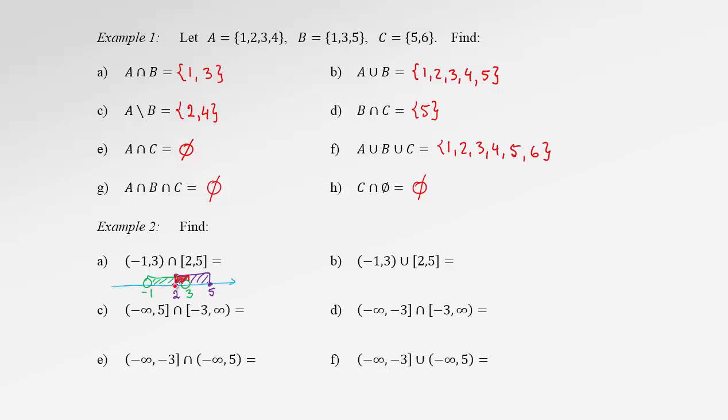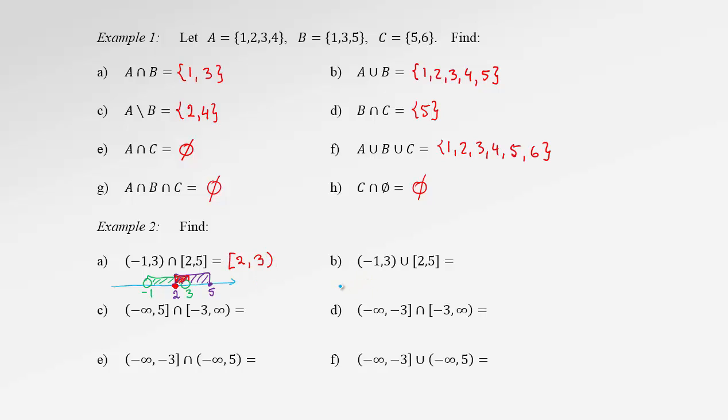Should we take 2? Well, yes, because 2 belongs to this interval and also belongs to that interval. So it's common for the two. Therefore our answer should be starting from 2 until 3. Should we take 3? No, because 3 did not belong to the green interval. So from 2 to 3, a half closed, half open interval.